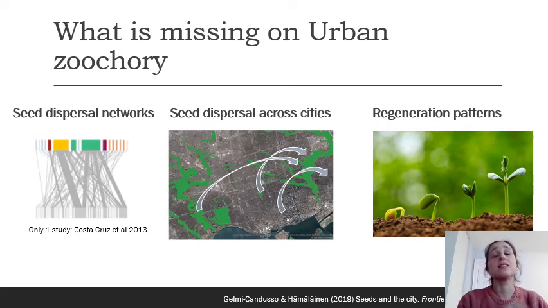And last, the regeneration patterns. We need to know not only where the seeds are going, but also where the seeds are growing, because that's what's going to determine the urban landscape, right? So that's part of the loop as well. And we didn't see any post-dispersal processes being studied within the city. So those are three things to keep in mind for the future of this field.